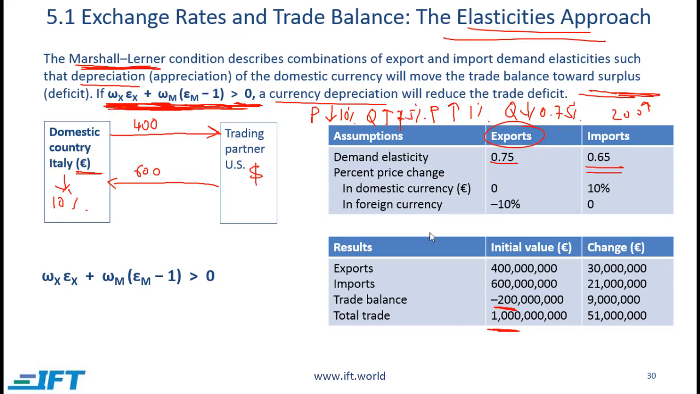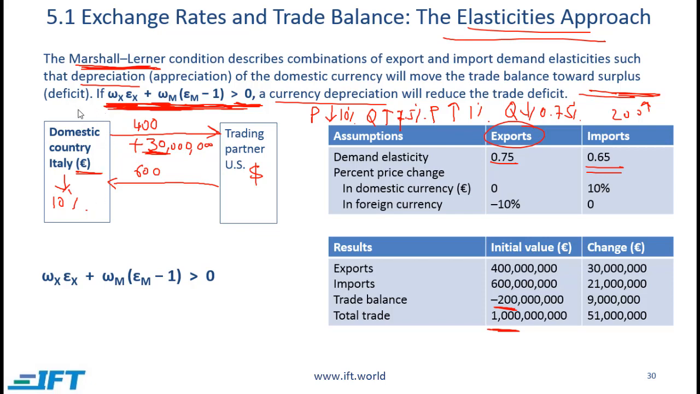But by how much? If the price is down by 10%, then the quantity demanded will be up by 7.5%. If the original quantity of exports was 400 and now the price from a US perspective is down by 10%, the quantity will go up by 7.5% of 400, and that is 30 million. So exports up by 30 million. And this is 30 million euro.